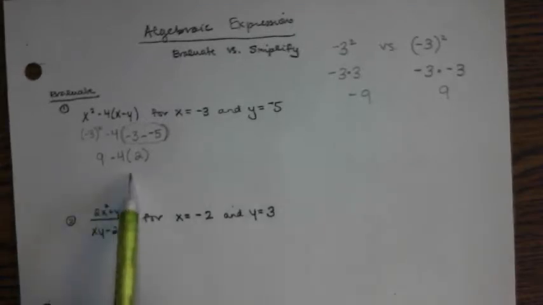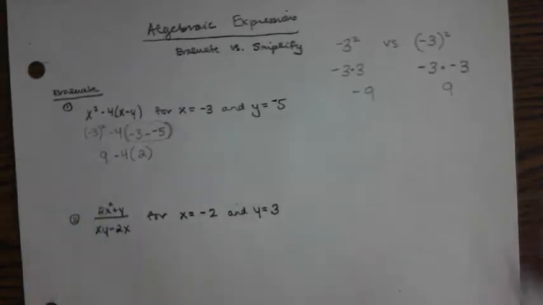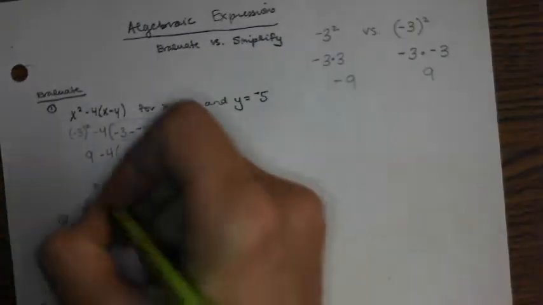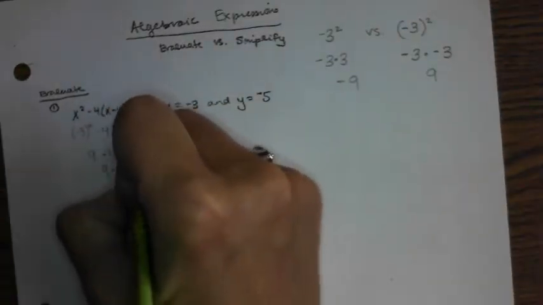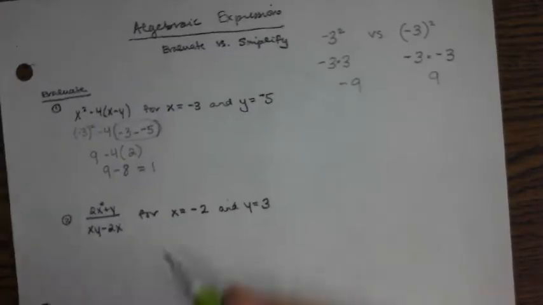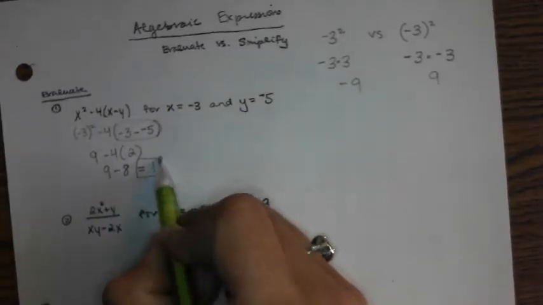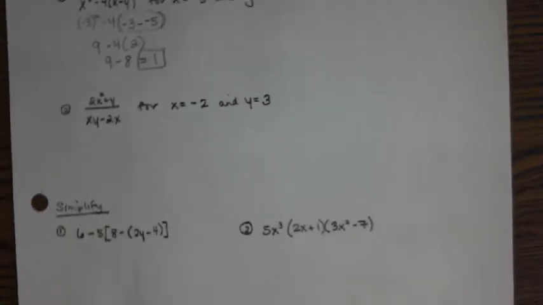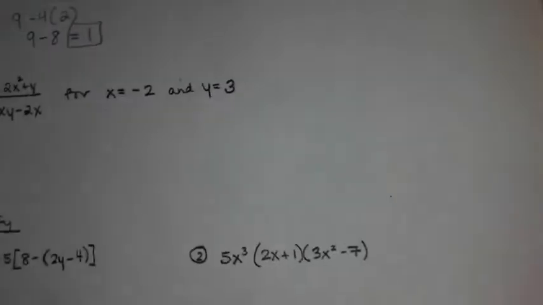And then once we're down here, we have 9 minus 4 times 2. Obviously, in PEMDAS, multiplication would come next, so 9 minus 8, and our answer here is 1. Okie doke. Why don't we go ahead and try that next one on our own.